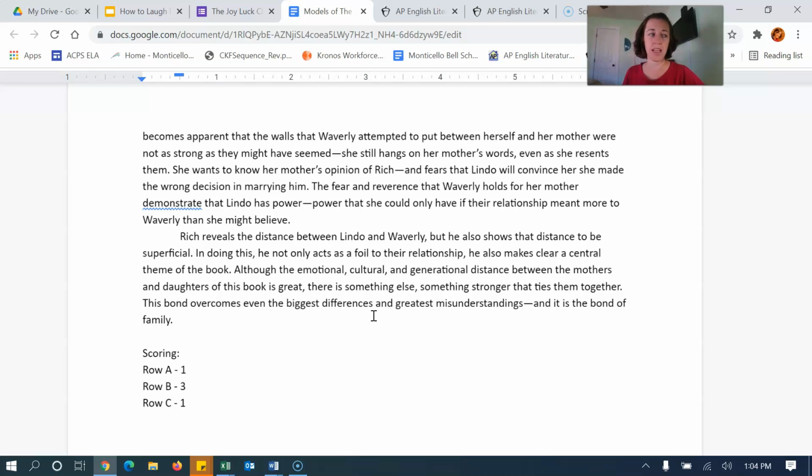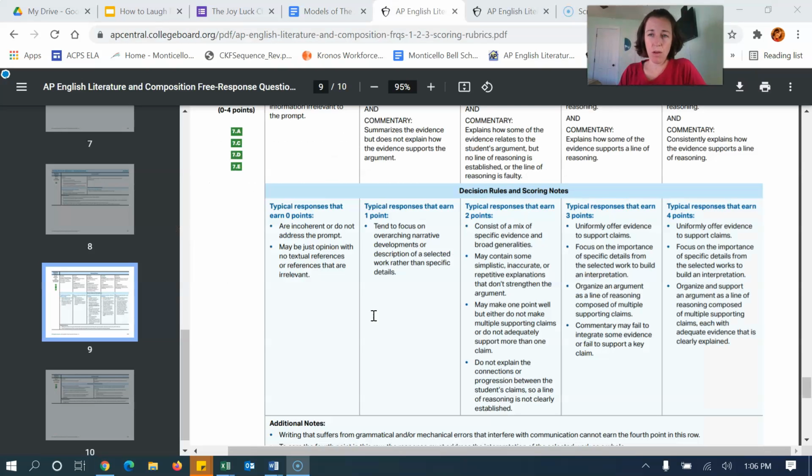I think it's missing one really important piece of evidence, which is the climactic moment when Waverly learns that her mom knew all along they were engaged. It's not just a little thing, it's the climax of the whole vignette. That's the moment where they realize how much they actually understand each other. So it would be a little bit like a Lord of the Flies essay about Piggy that failed to acknowledge that Piggy was killed. It's just central. And so what I'm going to say is it falls here in this category.